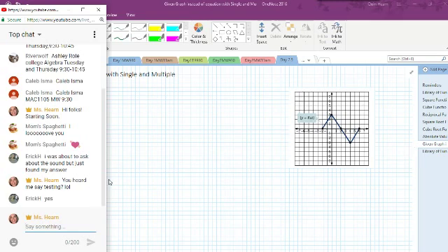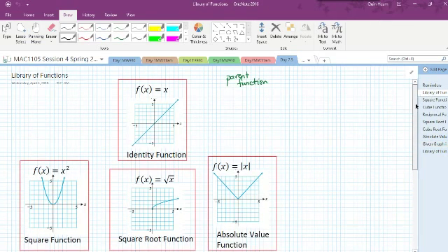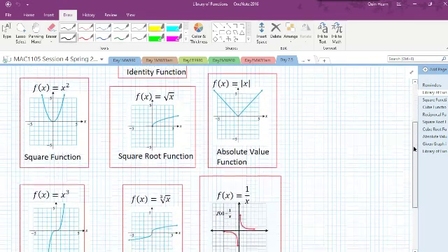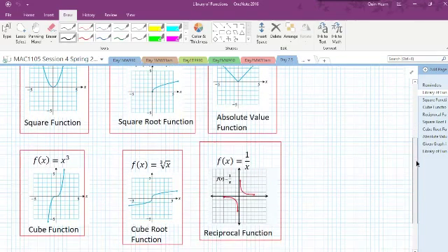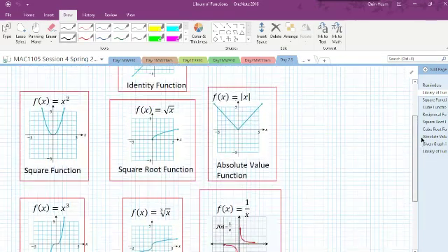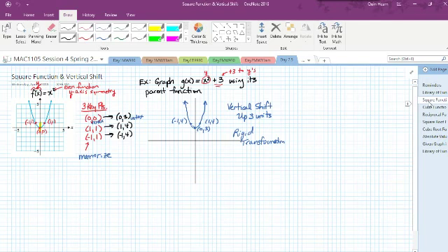So on our last class session, we talked about the library of functions: the identity function, square root function, absolute value function, cube root function, and reciprocal function. And we went through the key points that I'd like you to graph for each one of those functions. For example, on the square function, let me zoom in a little bit here.